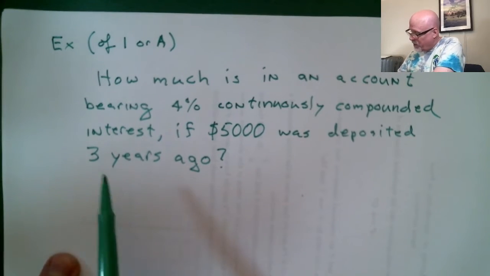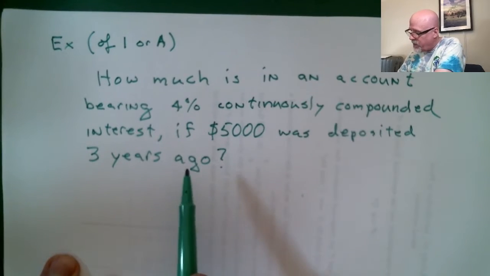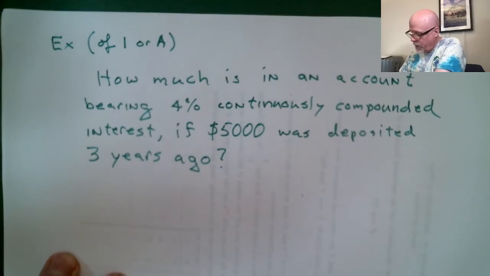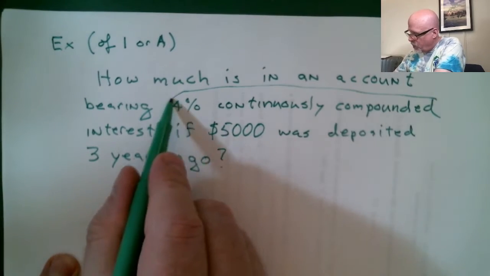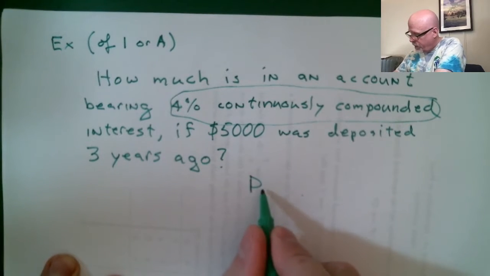So here's the question. How much is in an account bearing 4%? This is continuously compounded interest. If 5 grand was deposited 3 years ago. So that's a key word, by the way, that tells you that the formula you should use is PERT, P-E-R-T.